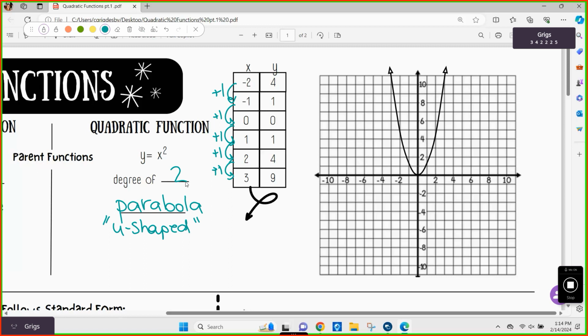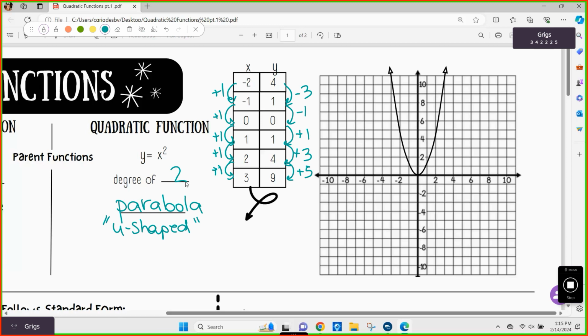4 does what to become 1? Minus. Okay, -3. 1 does what to become 0? Minus. Are you with me? Okay. 0 does what to become 1? Plus. 1 does what to become 4? Plus. And 4 does what to become 9? Okay.